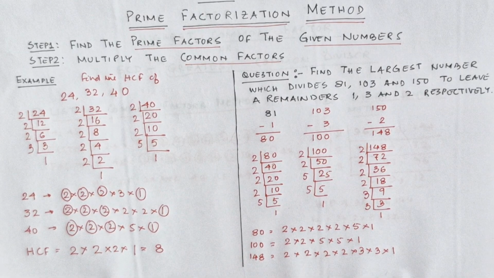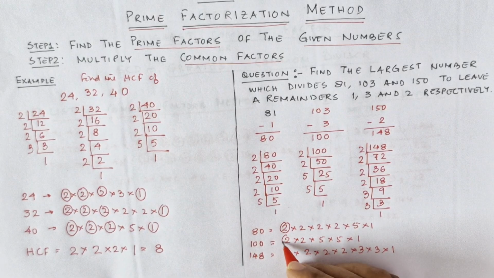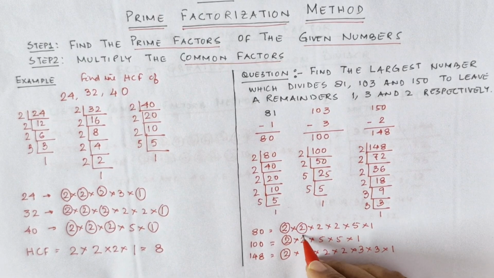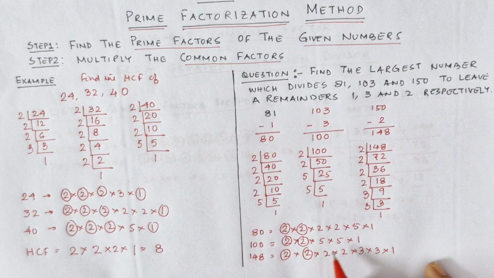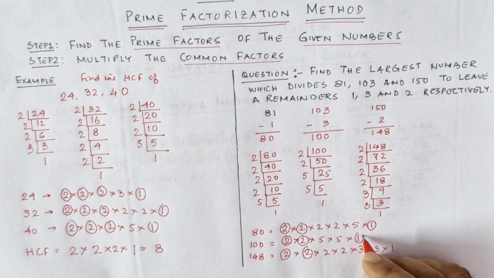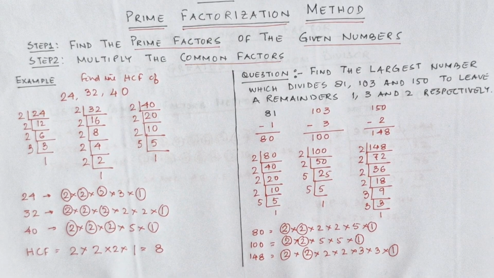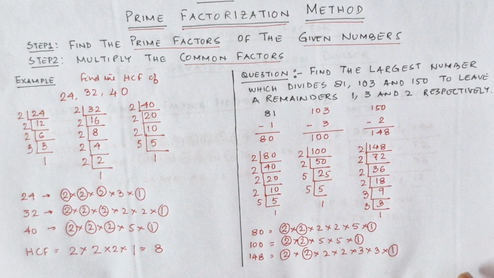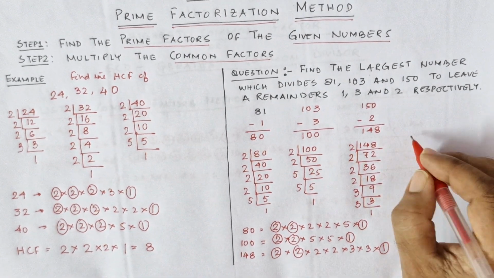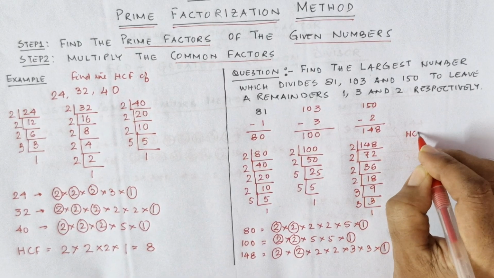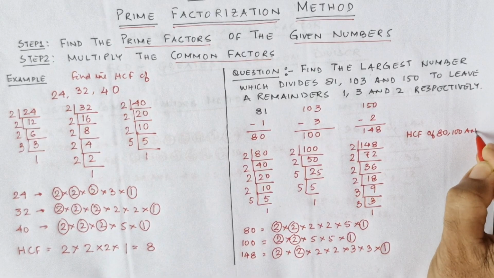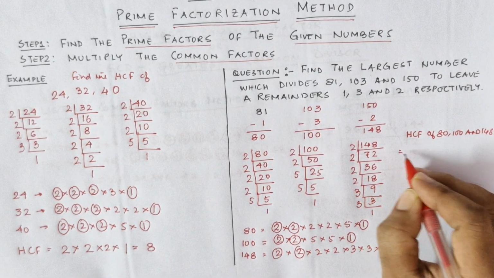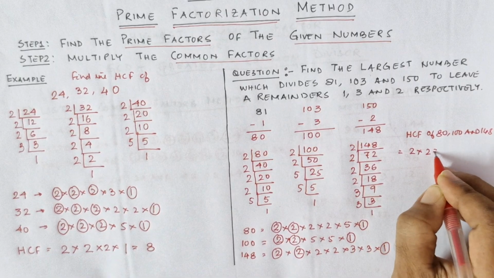So what are the common factors? This is the first one, this is the second one. Is there any third one? Let's see. 5, 5, no 5. 2, 2, no 2. 3, no 3. Obviously 1, being a factor of every number, is common. So the HCF of 80, 100 and 148 is 2 into 2, that is 4.